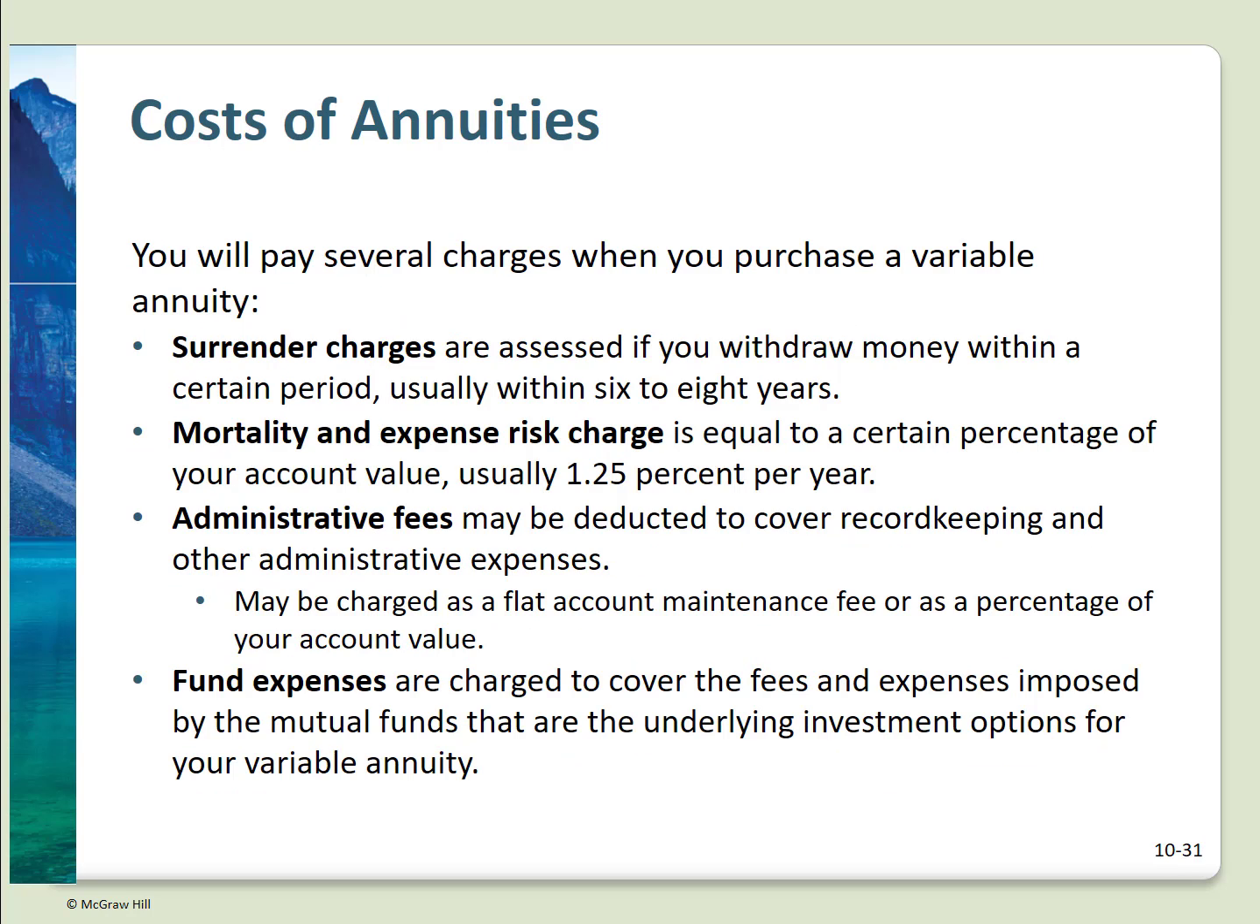Annuities are long-term investments. There will be a surrender charge if funds are withdrawn within a certain time period, usually 6 to 8 years. The mortality and risk charge is usually 1.25% of your account value, and covers the firm's risk. Administrative fees cover the insurance company's cost of doing business, and it may be charged as a flat $25 or $30 a year, or as a percentage of your account value, usually 0.15% per year. Finally, fund expenses cover the fees charged by the mutual funds underlying a variable annuity.